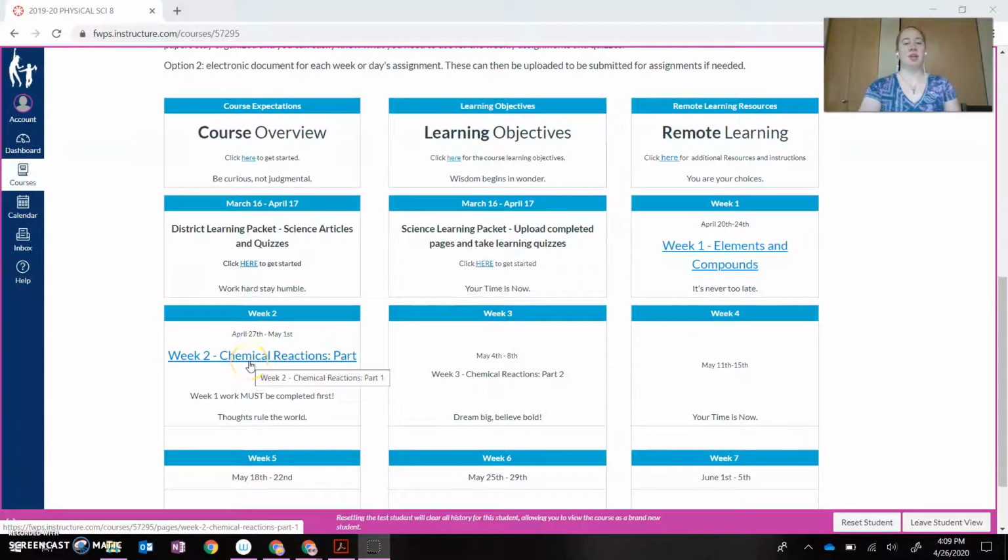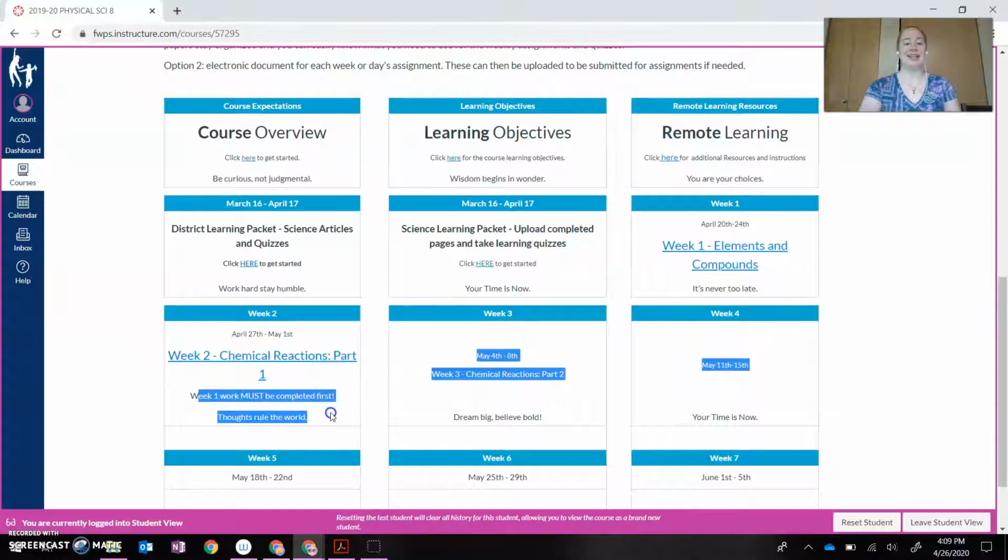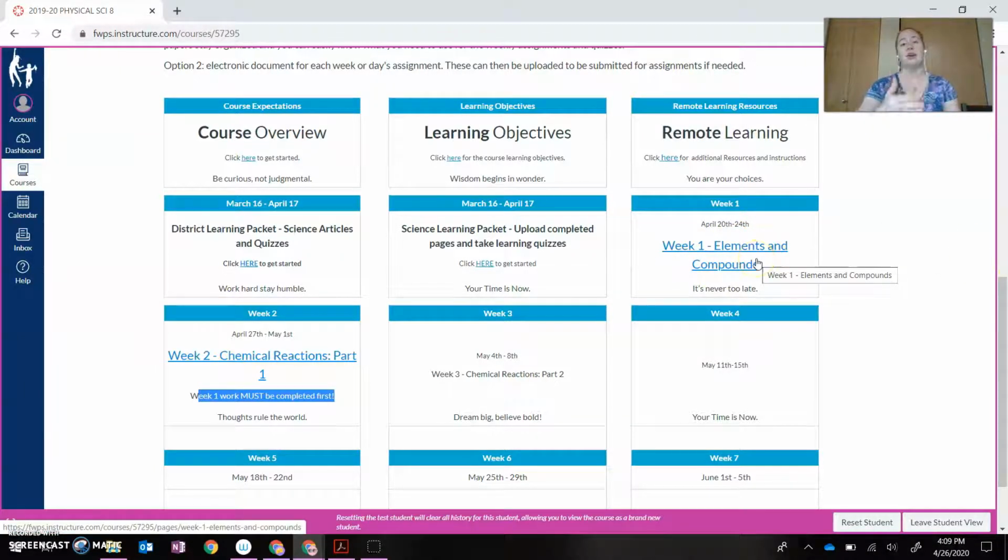Chemical reactions, part 1. Note, if you have not done the first week's stuff, if you have not done week 1 work, you will not be able to complete this work. You have to be able to understand elements and compounds before you can understand chemical reactions, okay? So please email me if you have any questions or if you need some help on that, but this is just to help you get started.